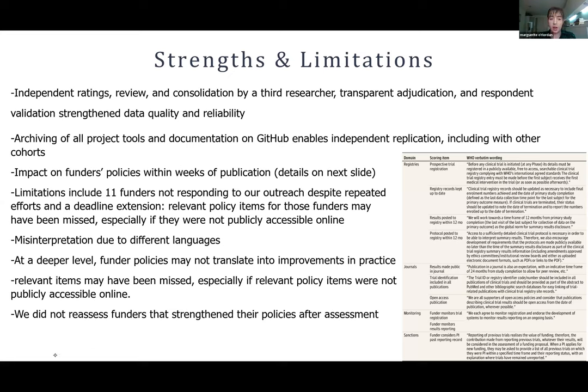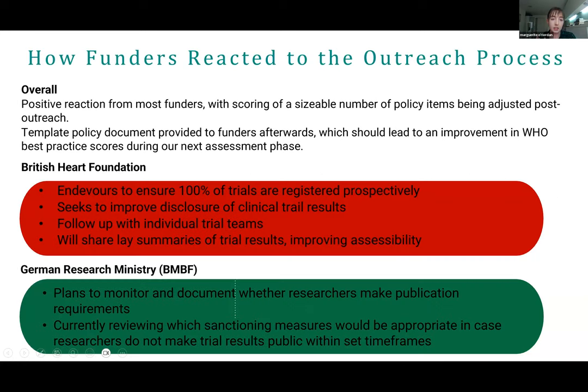So then, in terms of how funders reacted, it shows that with something as simple as this, it can have a big impact on policy and quite quickly. Overall, 18 policy items were adjusted post-outreach for just the European and global cohort alone, not including the US study, which I'm sure was even more, given that it was the first of its kind. And I'm sure that when it is reassessed in January or whatever time that is in 2024, we'll see an even more significant improvement across the board.